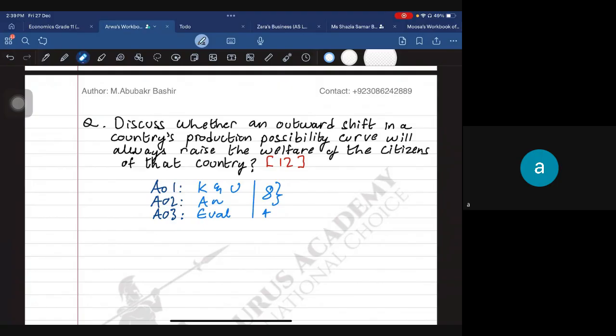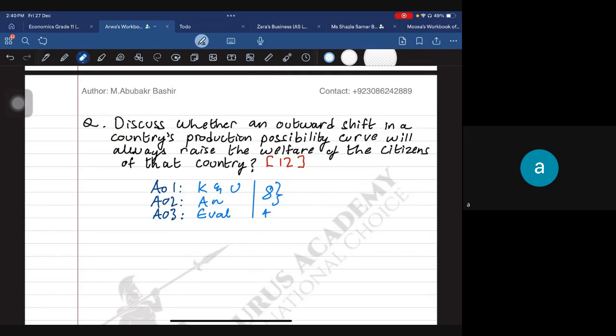Now, how are you going to structure this question? For this one: an outward shift in a country's production possibility curve would always raise the welfare of the citizens of that country. So first is the knowledge and understanding part. Now for that, how will I start? I don't want to start with the definition of production possibility curve immediately. I like to give a bit of introduction and then start.